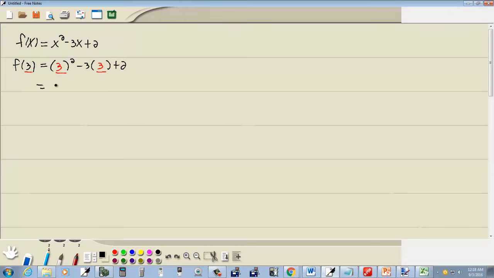Then simplify. 3 squared is 9 minus 3 times 3 is 9 plus 2. 9 minus 9 is 0, drops away, so our answer is 2.